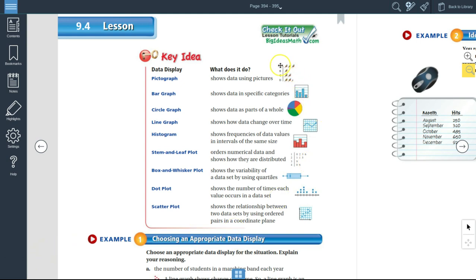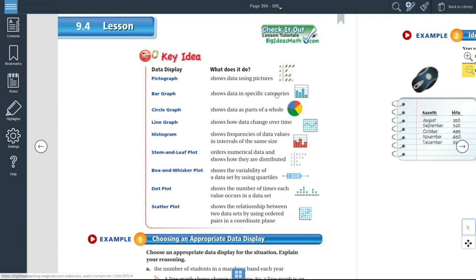Okay, just want to go through the different graphs that you probably have seen in your lifetime here. First one is a pictogram. That is where there's categories that are given and a picture of that thing is displayed for how many there are. This one just happens to be of birds and how many birds there are.